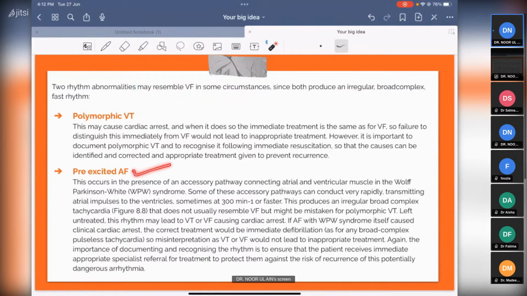Then pre-excited AF. Oh my god, the name is so scary. This is atrial fibrillation. Please focus. Pre-excited atrial fibrillation resembles a VF. Right? And the other name for this is Wolff Parkinson White syndrome.